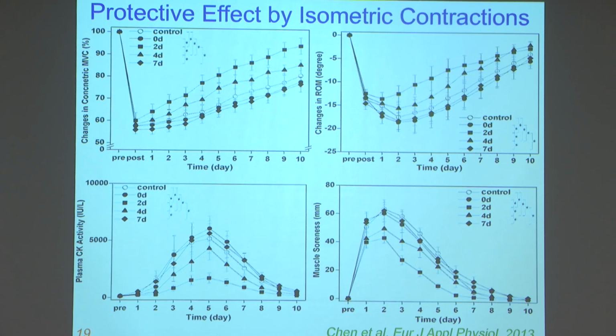Interestingly, if you perform 2 maximal isometric contractions just before eccentric exercise, no protective effect. So we need to wait for at least 1 day to have such kind of effect. For example, 2 days later, and then significantly faster recovery. 4 days later, still significantly faster recovery. But 1 week, no protection. So there's some window to have this kind of protective effect. But the important thing is, if you perform isometric contraction or low intensity eccentric contraction just before exercise, as a warm-up exercise, no effect. We need to wait at least 1 day to have this kind of effect.